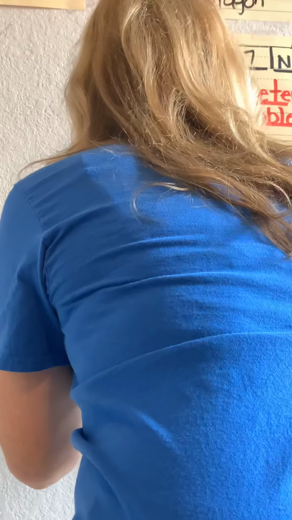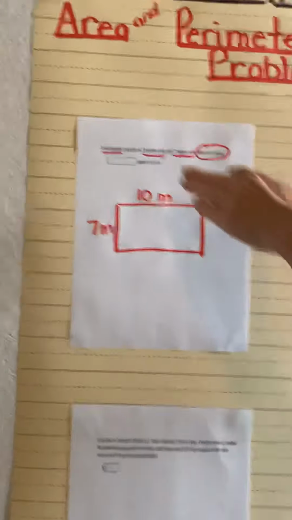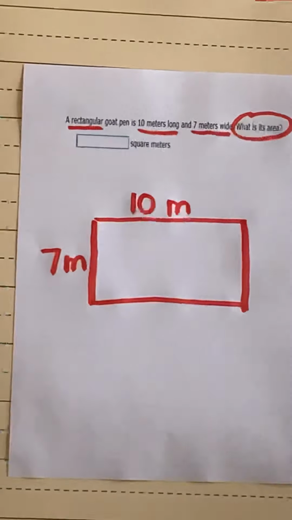Okay, and there we go. So we have 10 meters and 7 meters. So we covered both of our side lengths. And we know when we have area equals length times width. And I'll put an L and a W. So my area is going to equal 10 meters times 7 meters, which equals, well, that's an easy one.